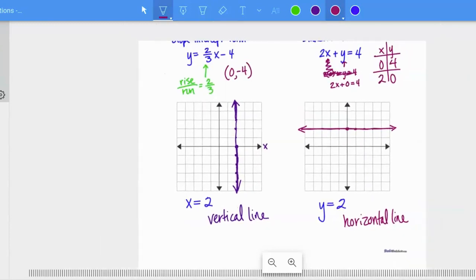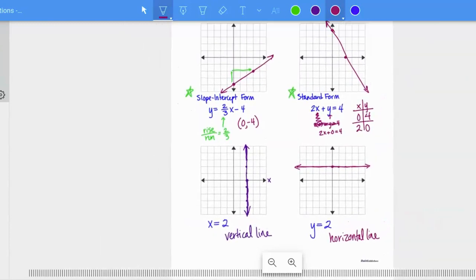All right, so those 4 examples give you one in slope-intercept form, one in standard form, and then an example of a vertical and a horizontal line.